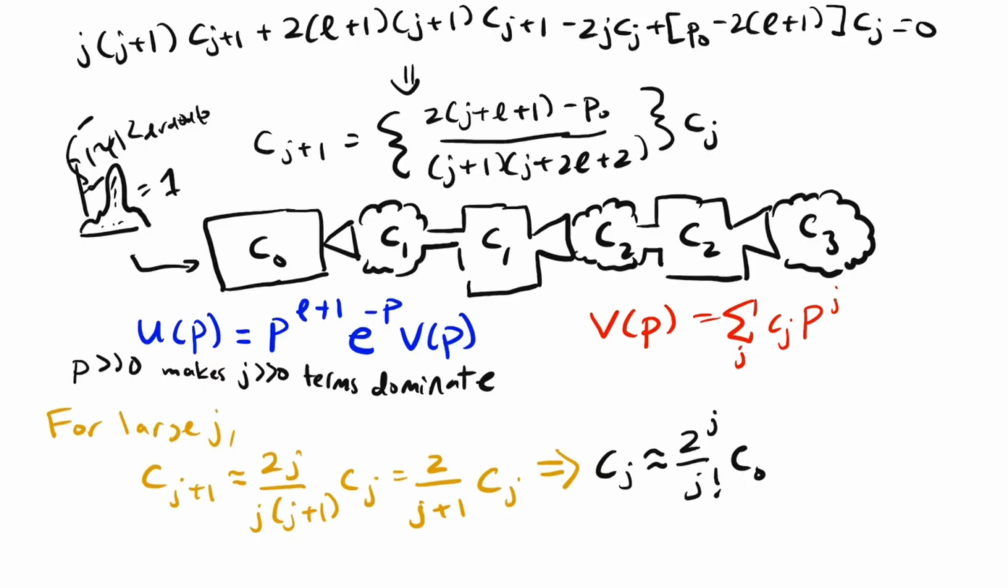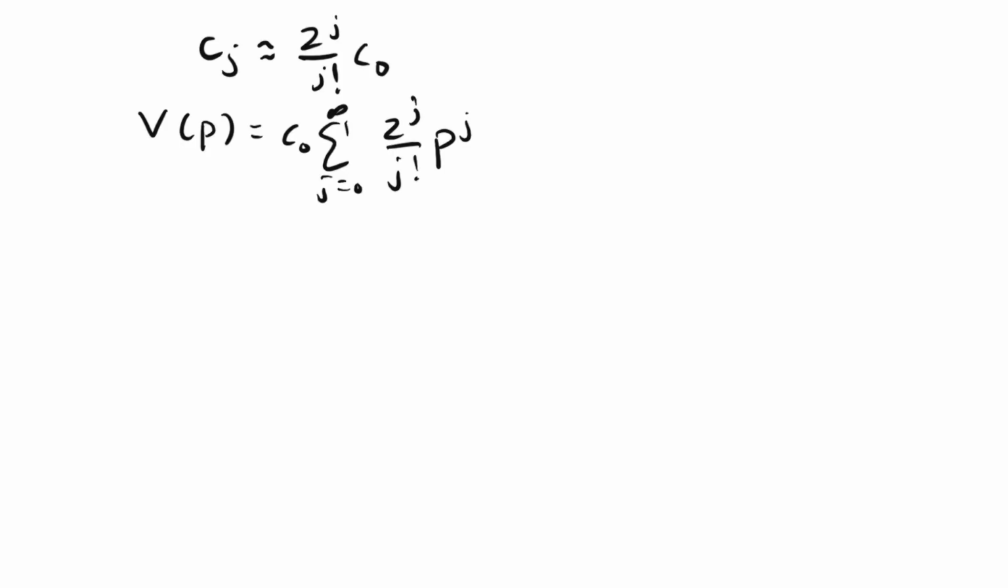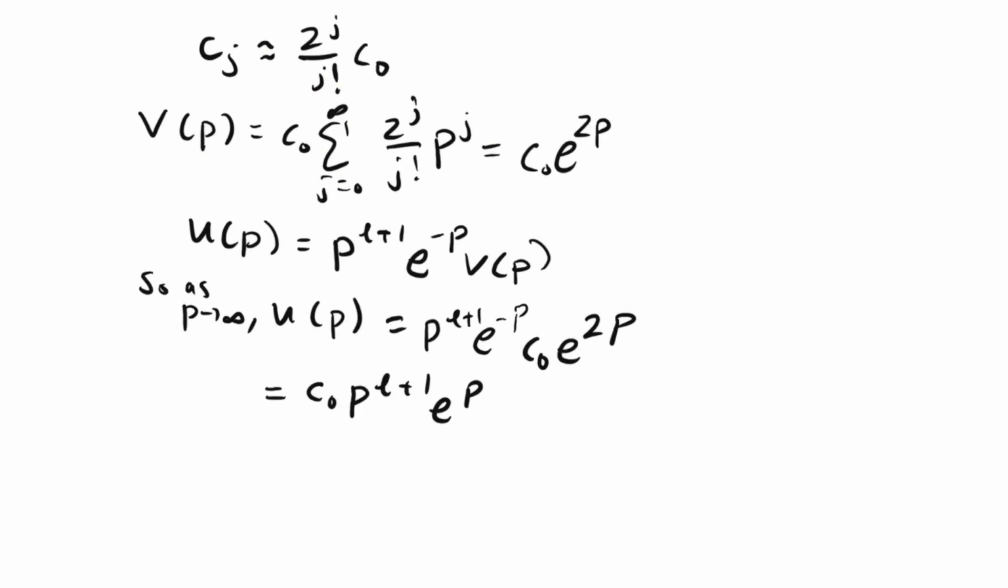If you have trouble seeing how this follows, write out the first three terms of cj. This means we can write v like this for large p. And oh look, that's a Taylor series for an exponential. Putting everything together gives us a formula for u of p, which diverges. That's not what we wanted. So how can we avoid this?